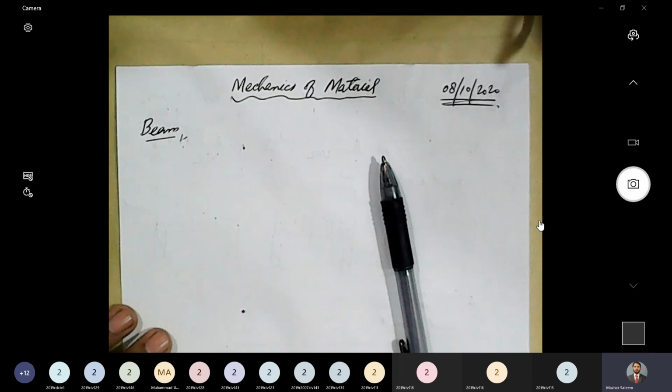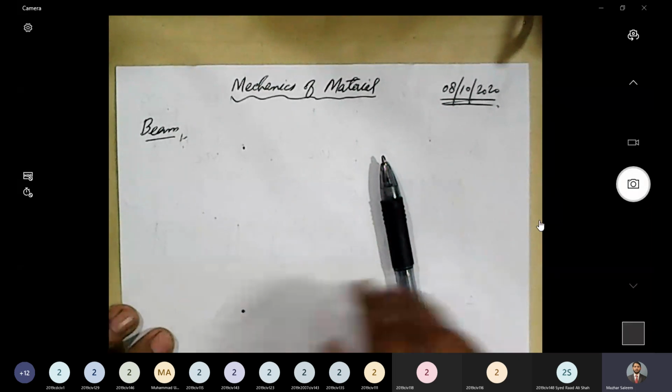Raise your hand. Any structural component that bears load perpendicular to its longitudinal axis is called beam. Any structural member that supports loads perpendicular to its longitudinal axis is called beam. Okay, that's good.